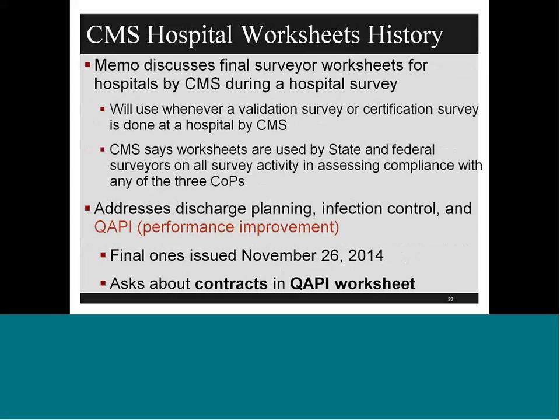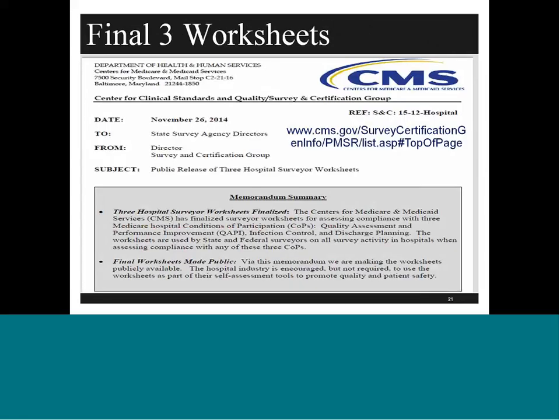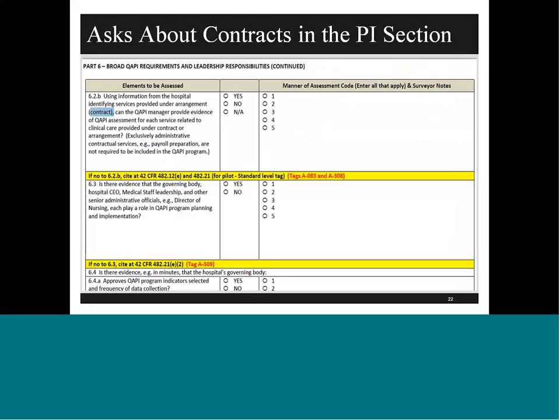We're going to talk about all of those. And one of the things, I think, is the reason why we have seen an increase in the number: in QAPI, for example, we have over 1,600 deficiencies, is that in the QAPI worksheet, they now ask about contract management. And we have 3 worksheets. One is on infection control, one is on discharge planning, and one is on QAPI. This is the website, again, if you want to get a copy of those worksheets.